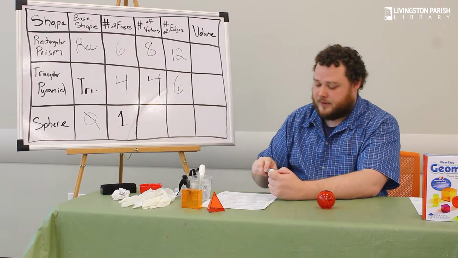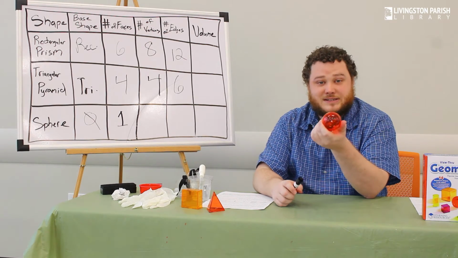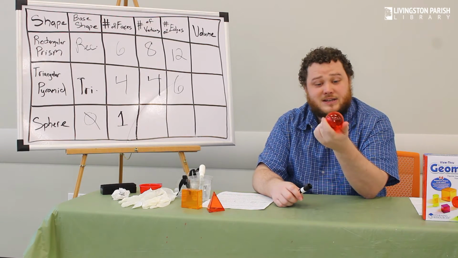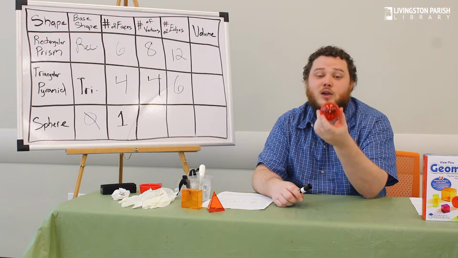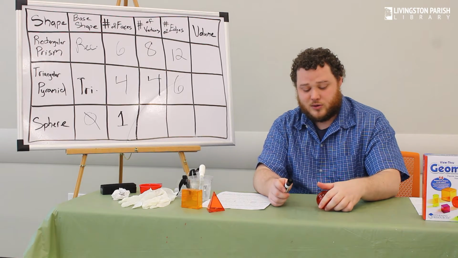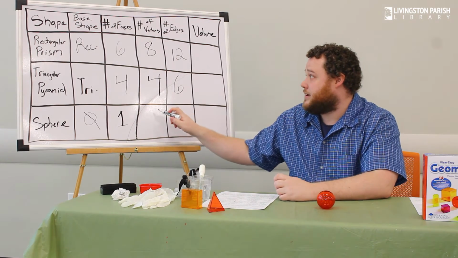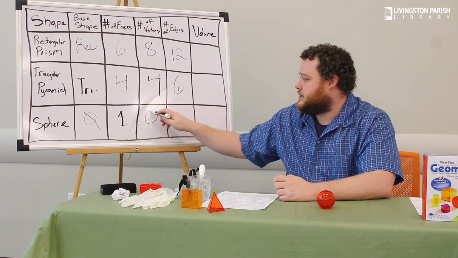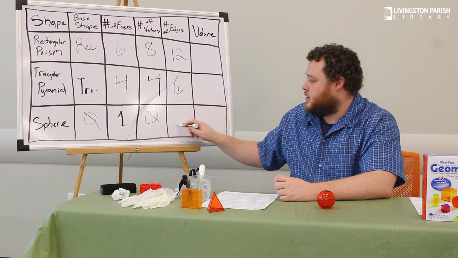Okay. How many vertices does it have? If it only has one edge, then it cannot have a place where 2 or more edges meet. So like our base, it also has 0 vertices and 0 edges.